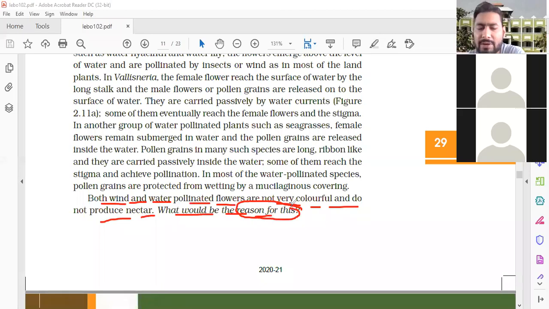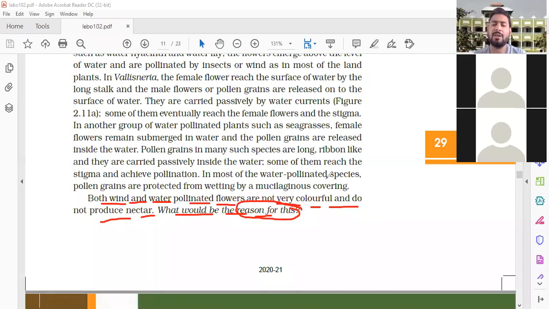Question. Anyone, can you give the answer? Both wind and water pollinated flowers are not very colorful and do not produce nectar. What would be the reason for this? What would be the reason, anyone, do you know? Anyone? Do you know?